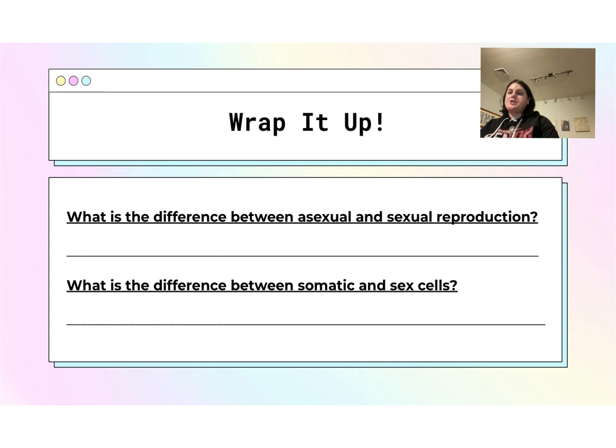All right. So the difference between asexual and sexual: asexual has one parent, sexual has two. Asexual has genetically identical offspring. Sexual has genetic variation, or genetically unique offspring. And asexual happens in mostly prokaryotes and sexual happens in mostly eukaryotes. The difference between somatic and sex cells: somatic cells are all the cells that make up our body that are not sex cells, and our sex cells are just the egg and sperm.